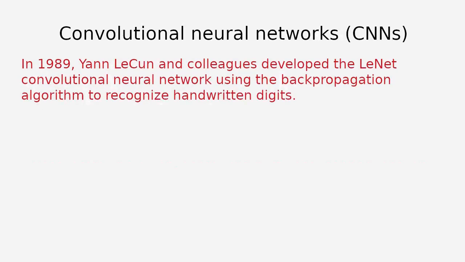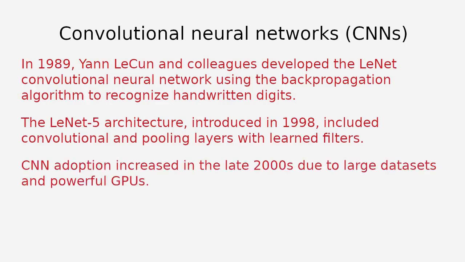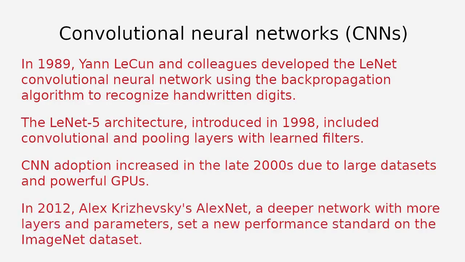In 1989, Yann LeCun and colleagues developed the LeNet convolutional neural network using the backpropagation algorithm to recognize handwritten digits. The LeNet-5 architecture, introduced in 1998, included convolutional and pooling layers with learned filters. CNN adoption increased in the late 2000s due to large datasets and powerful GPUs. In 2012, Alex Krizhevsky's AlexNet, a deeper network with more layers and parameters, set a new performance standard on the ImageNet dataset.